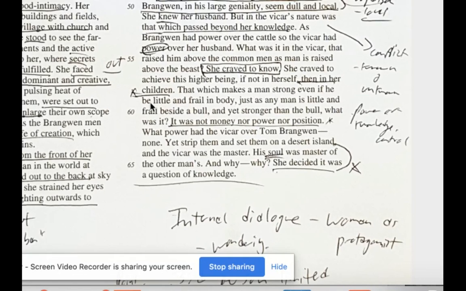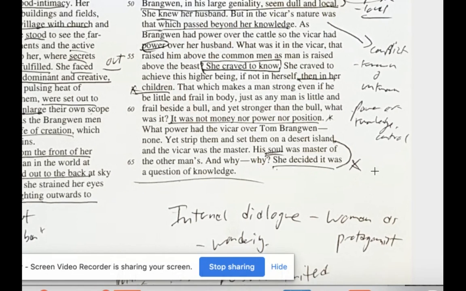"That which makes a man strong, even if he be little and frail in body, just as any man is little and frail beside a bull, yet stronger than the bull, what was it? It was not money, nor power, nor position. She decided it was knowledge, a question of knowledge." And she even says down here, "his soul was the master of the other man's." And why? She decided it was a question of knowledge.